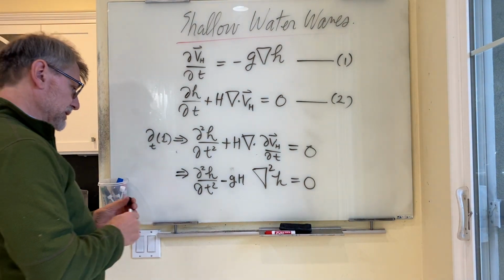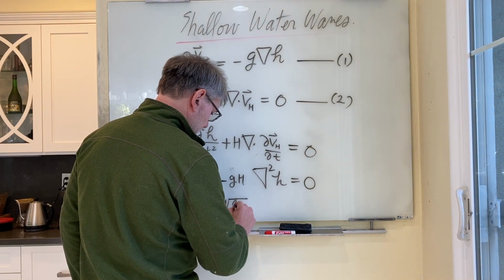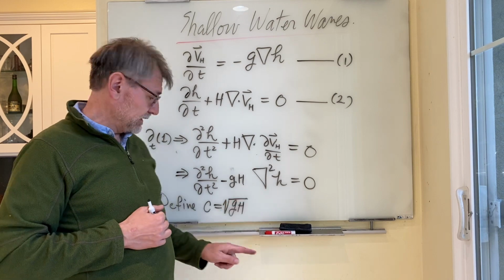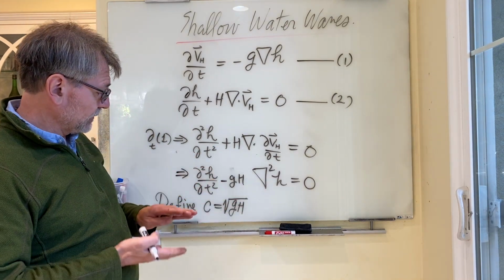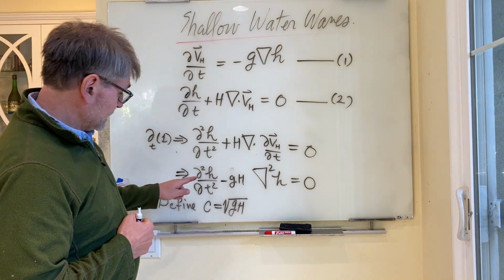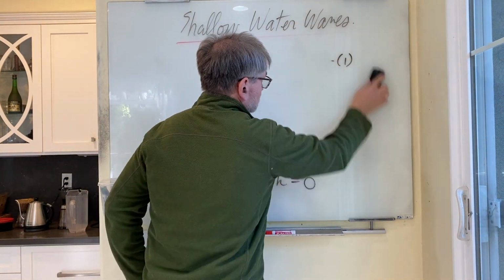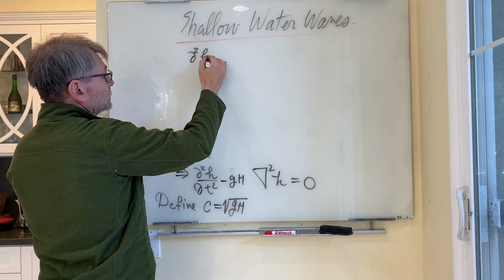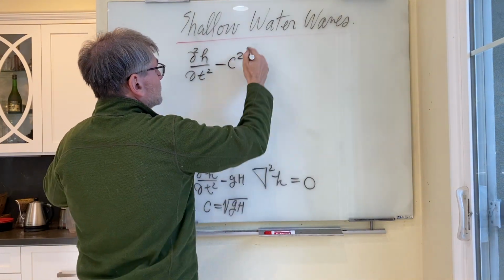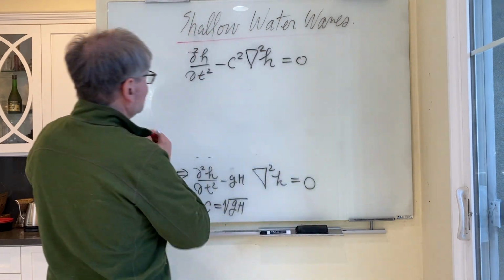And the next step is I can define c is equal to the square root of gh, and probably you remember that root gh is the speed of the shallow water waves, right? In the limit of very long waves and a very shallow ocean, the speed of the wave is the square root of gh. And therefore, this equation can be rewritten in the following way: d2h/dt squared minus c squared del squared h equals 0.